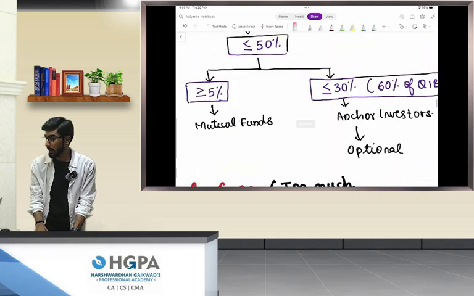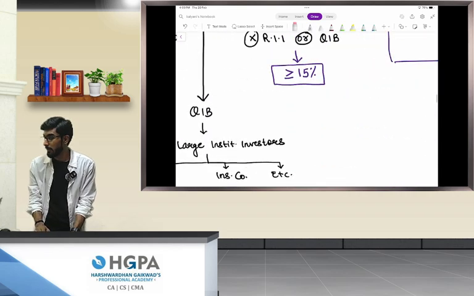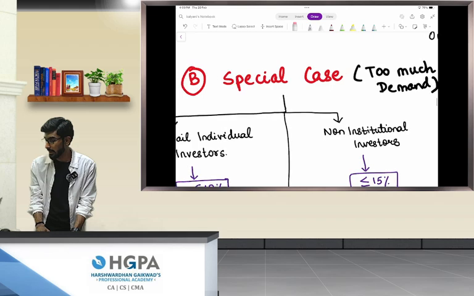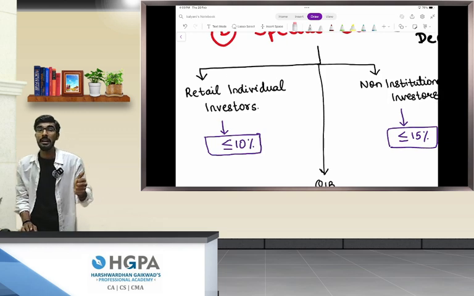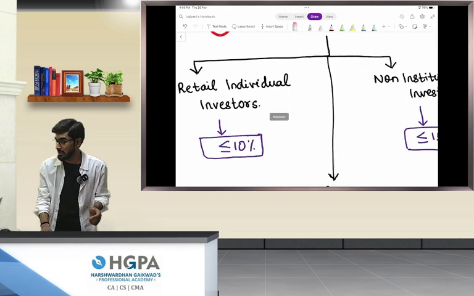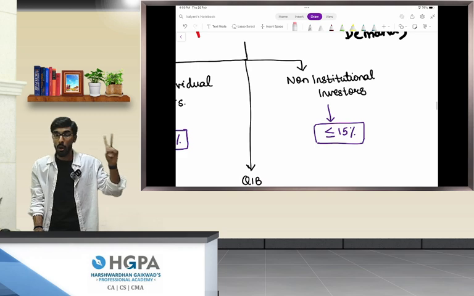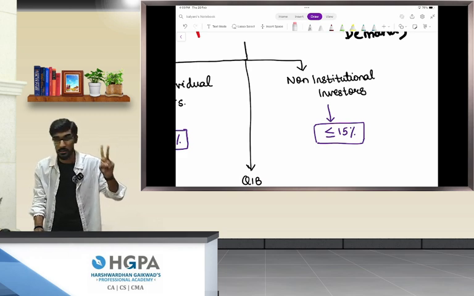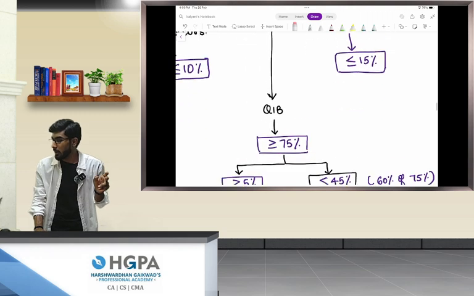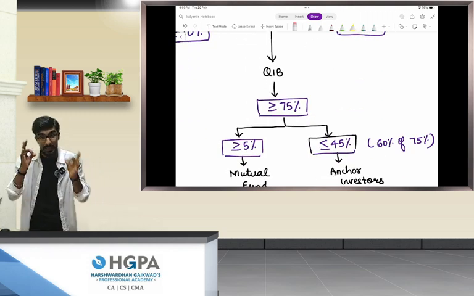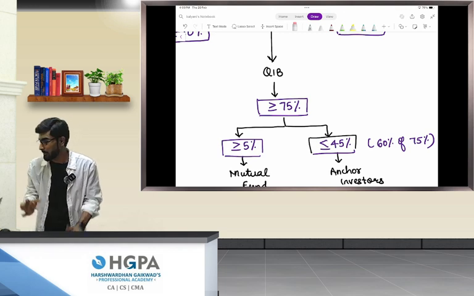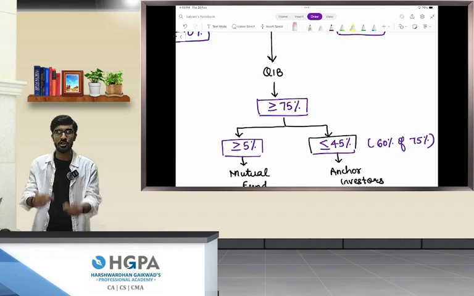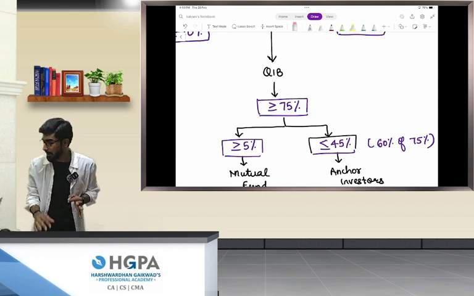Over here it was at least 15%. Over here it is more than that. So, retail individual investors cannot be given shares more than 10%. Non-institutional investors cannot be given shares more than 15%. Qualified institutional buyers can be given shares more than 75%.